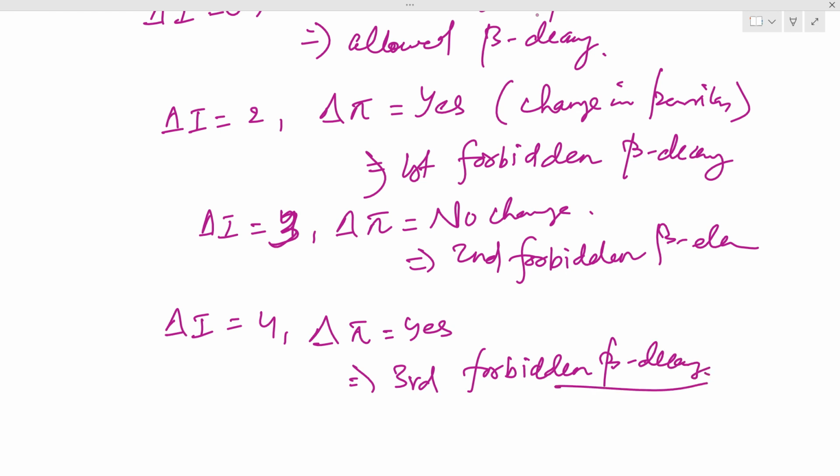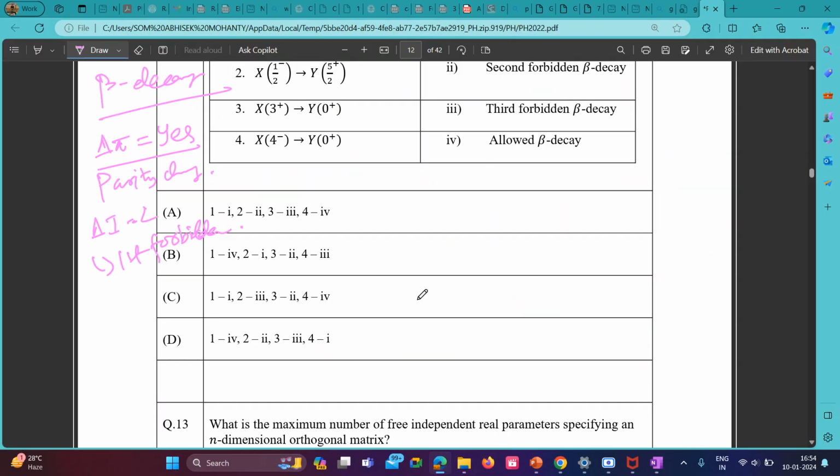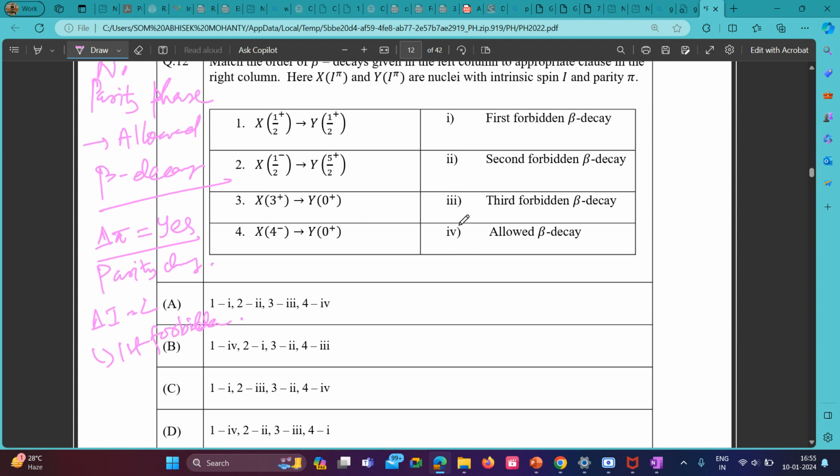Alright, so let's see in this question how we can do this. Del I is 0. Let's go with the first option. Half plus to half plus, plus to plus. There is no change in parity here.